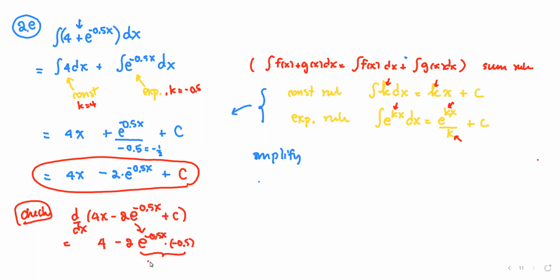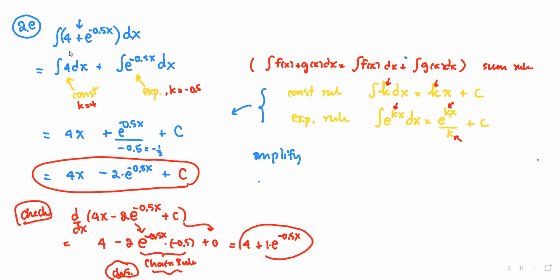the chain rule. If you recall, if you don't know or don't remember, go back to look at chapter 5, okay? For the exponential derivative rule and using the chain rule. And the derivative of the c is 0. Simplify this to be 4. Negative 2 times negative 0.5 become positive 1. And times e to the negative 0.5x as the same term as the integrand.